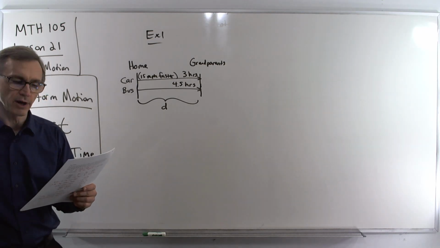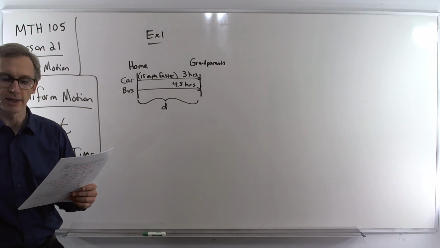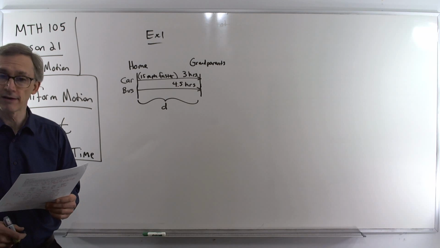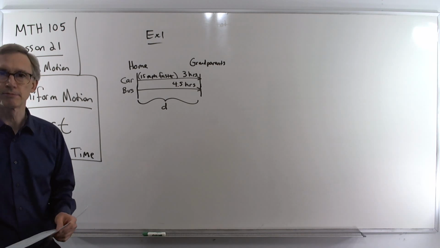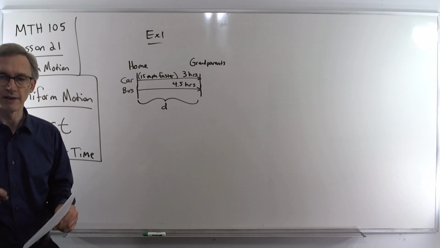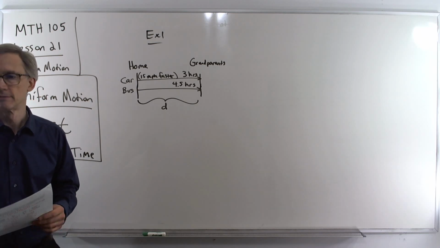Sean is taking a trip to his grandparents' house and will either rent a car or take the bus. To travel by car will take 3 hours, and the bus takes 4.5 hours. The car's average speed is 15 miles per hour greater than the bus. Find the speed of both vehicles.